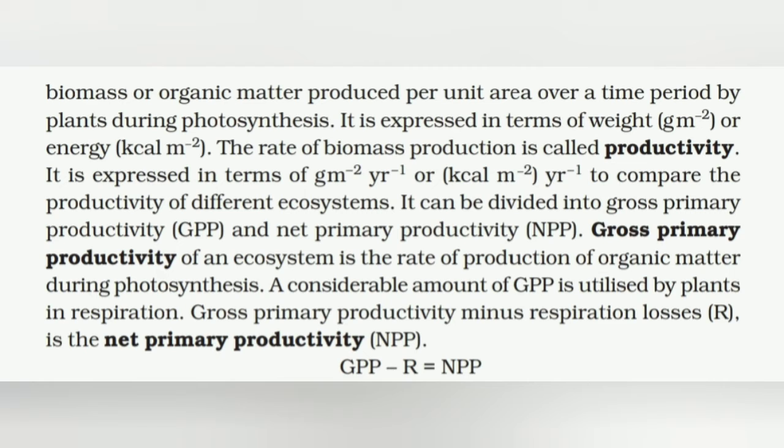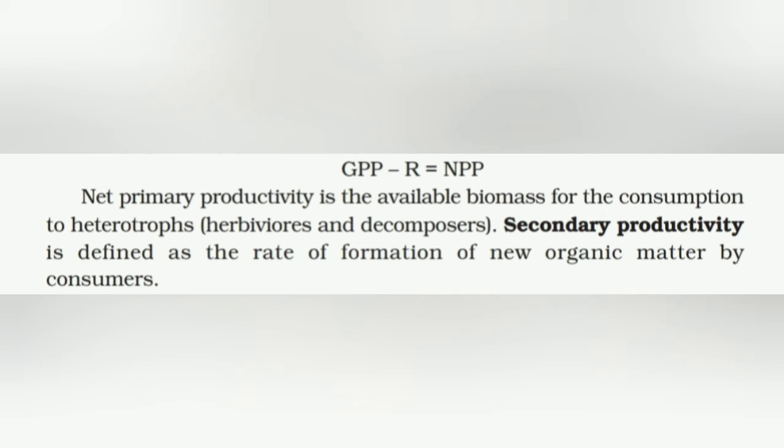It can be divided into gross primary productivity, GPP, and net primary productivity, NPP. Gross primary productivity of an ecosystem is the rate of production of organic matter during photosynthesis. A considerable amount of GPP is utilized by the plants in respiration. Gross primary productivity minus respiratory loss is the net primary productivity. The equation comes to be GPP minus R equals NPP.